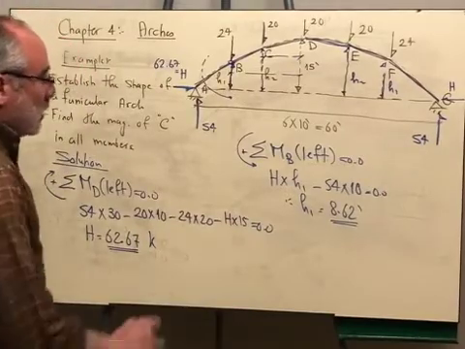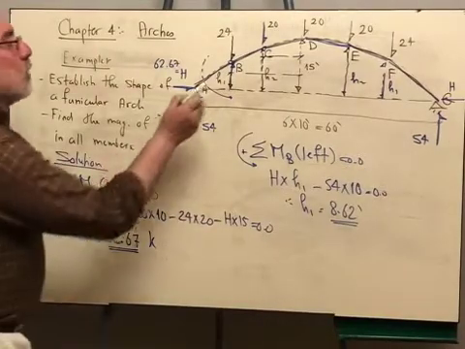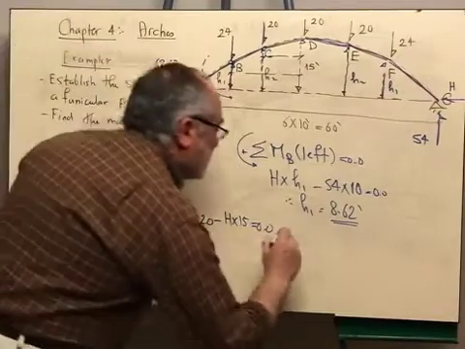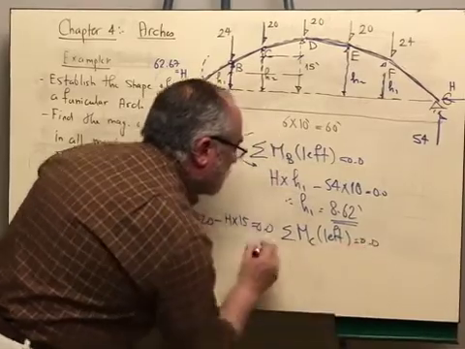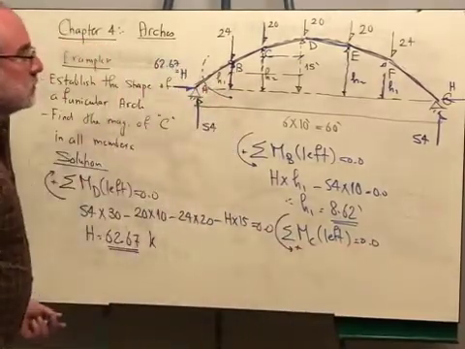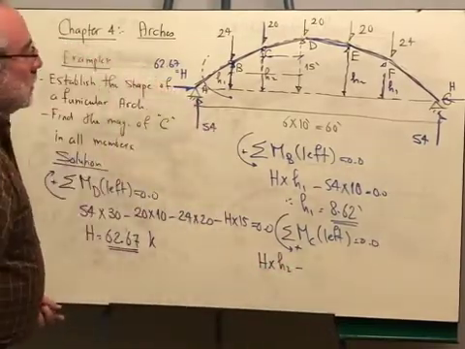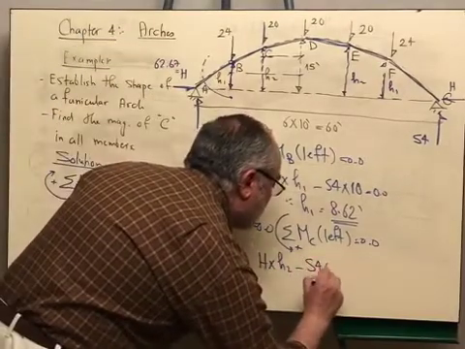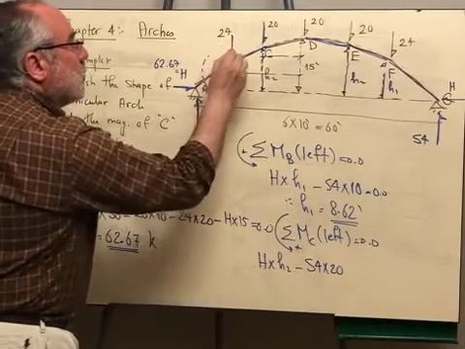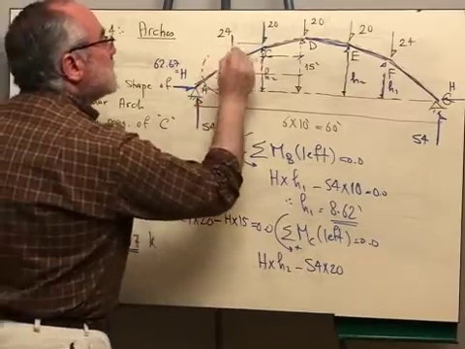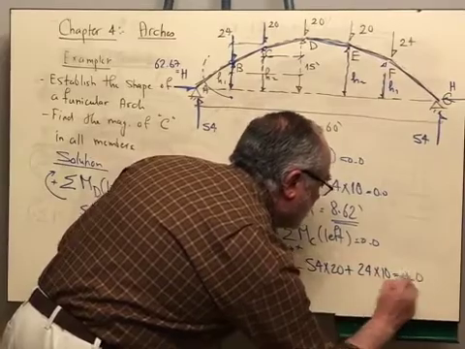I also want to get the rise of the arch at point C. So I will take moments from the left-hand side. Sigma moments about point C from the left is equal to 0. Again, this is the positive direction. So I have H multiplied by H2 minus 54 multiplied by 20. Now I'm taking the moments about this point, and I will have to include the 24 times its distance, which is 10. So this is plus 24 by 10 is equal to 0.